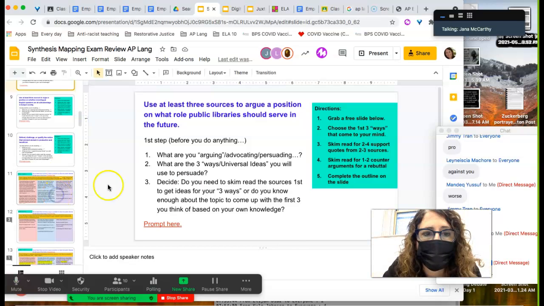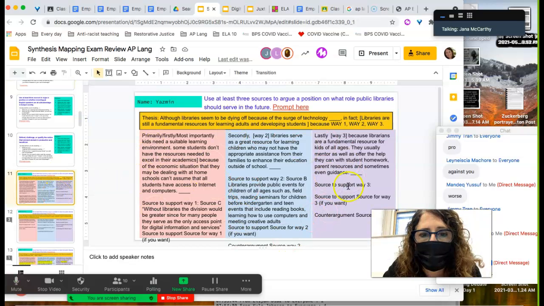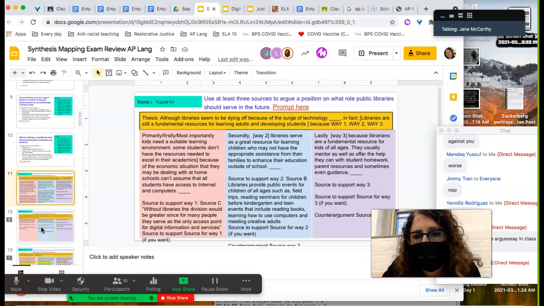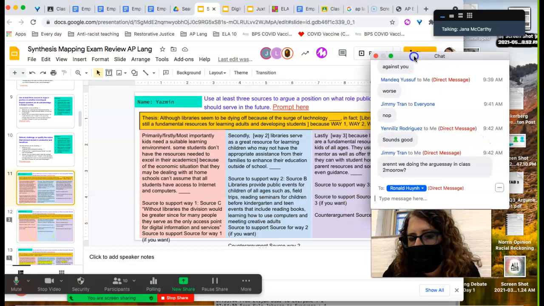Okay. It is interesting to read, like Yasmin scoped this one out. You might want to take a look at this. The prompt is here. It's a prompt from a couple years ago. It's interesting to see what other people are writing and mapping out.